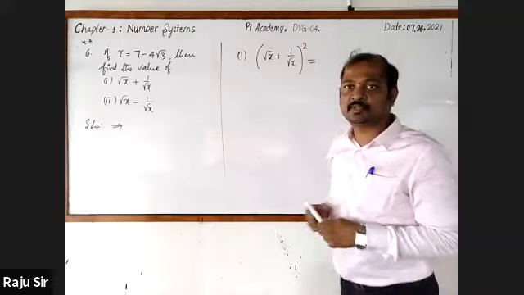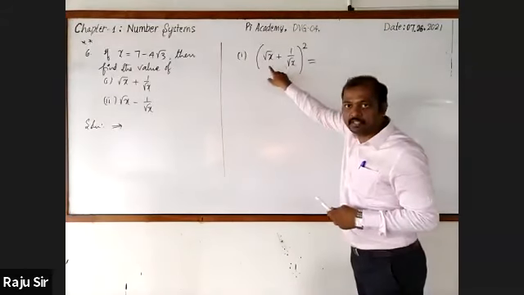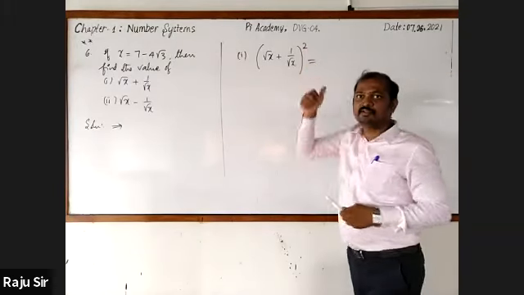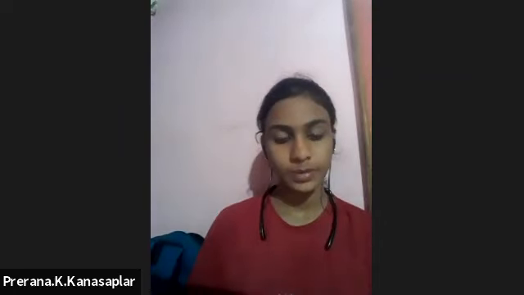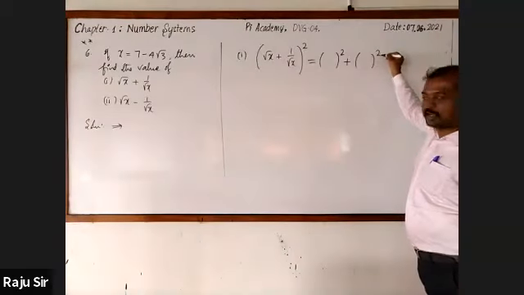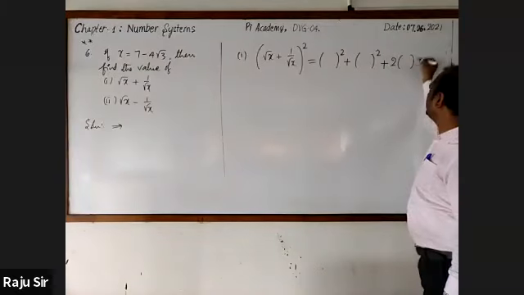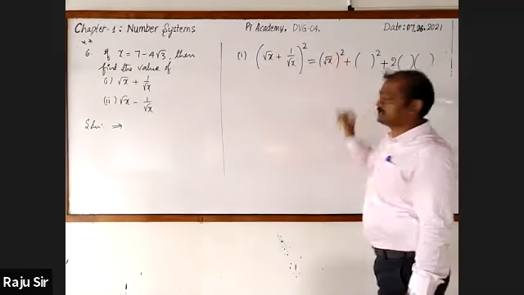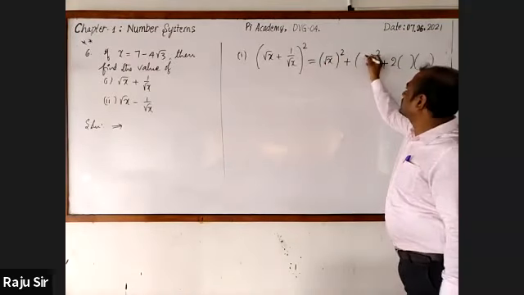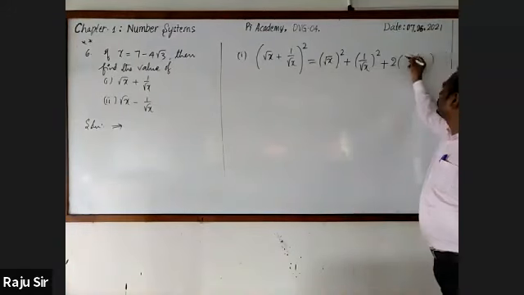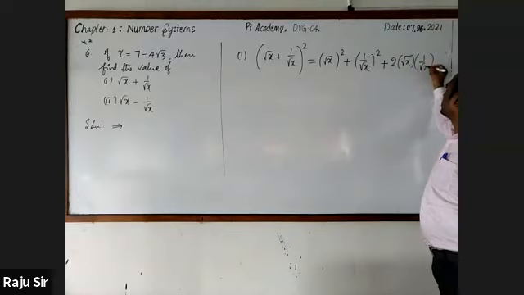Arushi, don't write. Just observe. Now, this is of the form a plus b whole square. Right? Yes or no? Yes, sir. Now I'm going to write it as a square plus b square plus 2ab, where a is root x, b is 1 by root x.